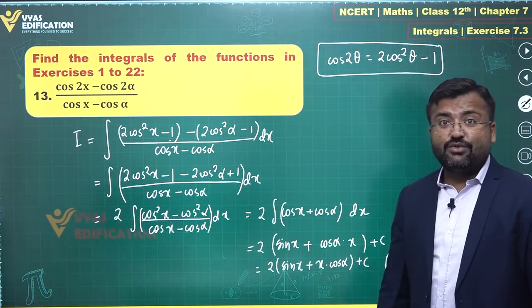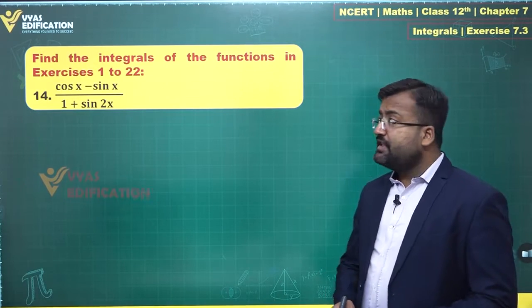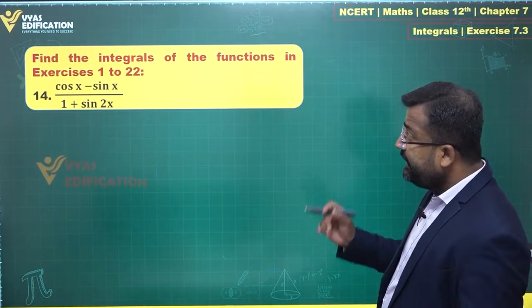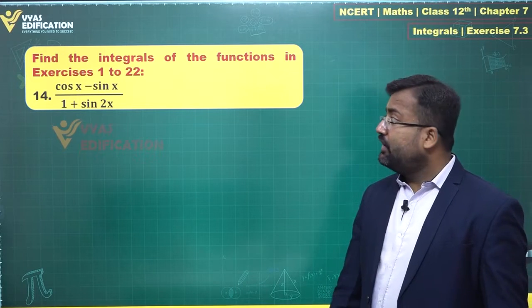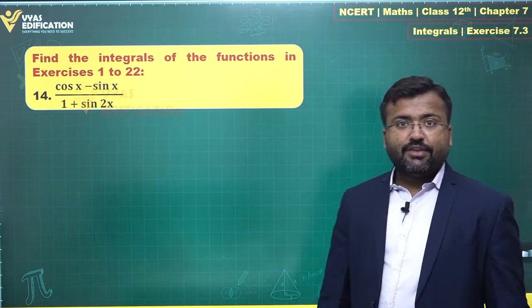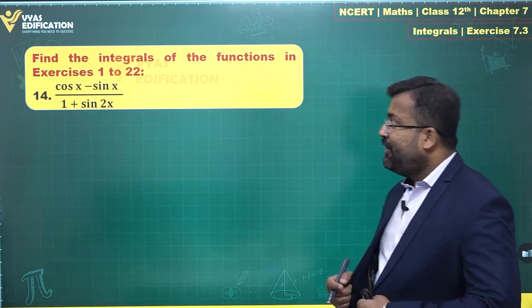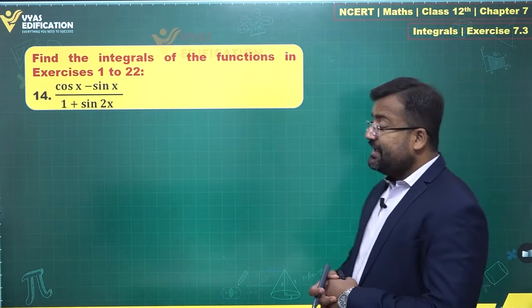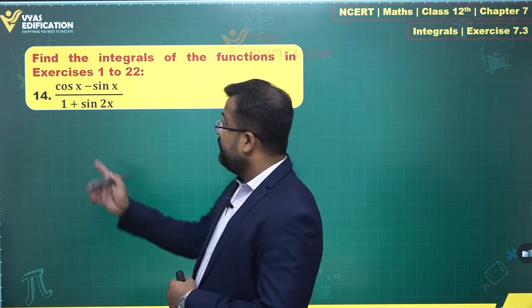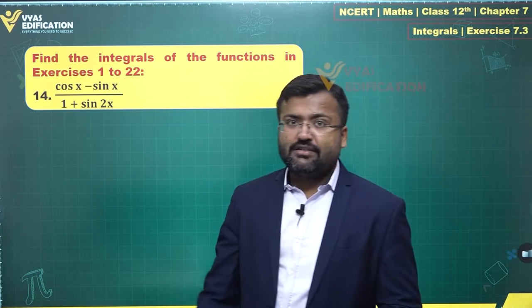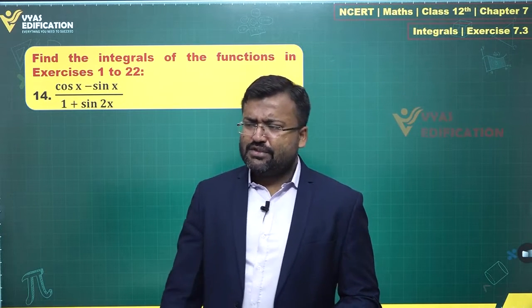This is the 13th question for us. The 14th question says integrate cos x minus sin x upon 1 plus sin 2x. How do we handle this one? There are terms of x in the numerator and terms of 2x in the denominator. So these are different angles. First of all, that is an issue, right?